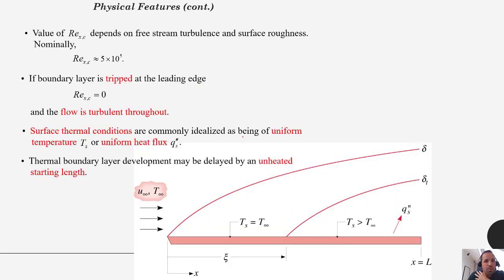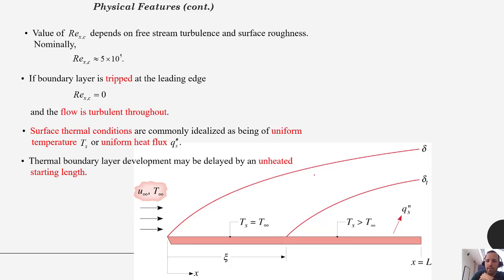Other circumstances: if you have fluid flow over a flat plate, but the entire plate is not heated, you can get what's called an unheated starting length. This Greek letter xi characterizes the unheated starting length. Here in this region, your surface temperature would just be equal to your bulk fluid temperature, or your free stream temperature. So there would be no heat transfer happening in this region because the fluid and the surface are at the same temperature.